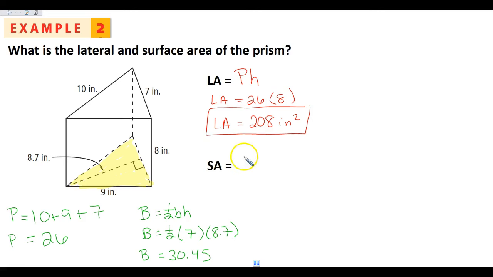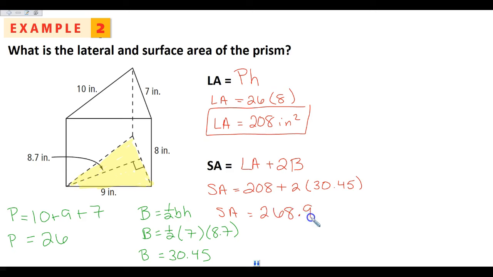And then again, for my surface area, it is lateral area plus 2 times area of the base. So my surface area is 208 plus 2 times 30.45. And when I calculate all that out, I'm going to get 268.9. And again, our unit is inches squared, because we're still in area. So remember, area is squared, volume is cubed. Okay, let's take a look at another one now.